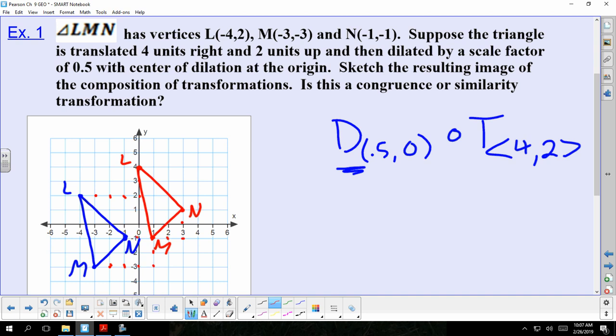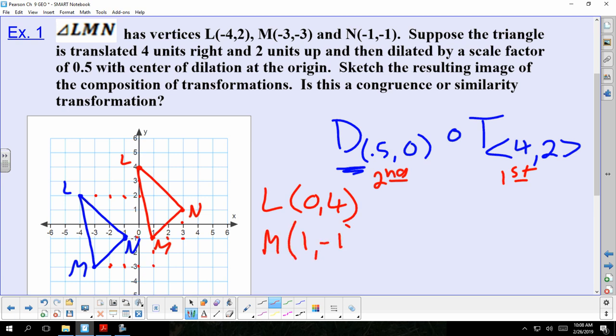So remember, we always do our translation first, and then our dilate, going right to left. Do the translation first. So what I'm going to do to make this easy on me is to go ahead and find the coordinates of those intermediate points. 0, 4. M is 1, -1. And N is 3, 1.